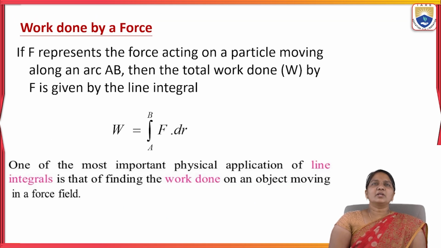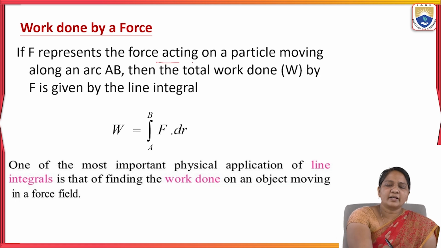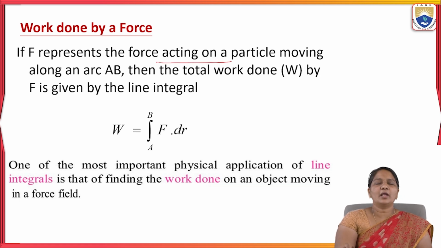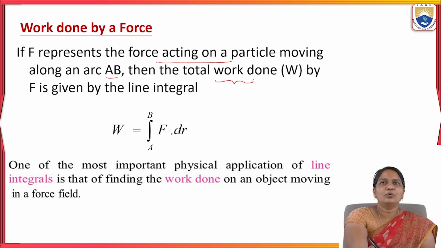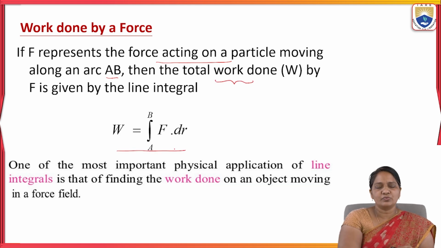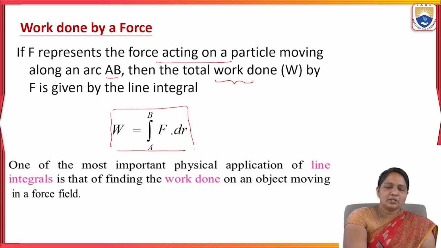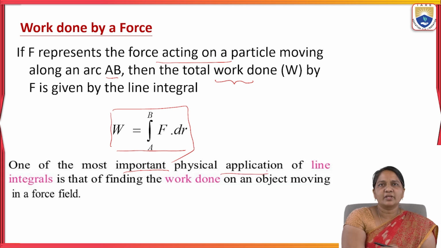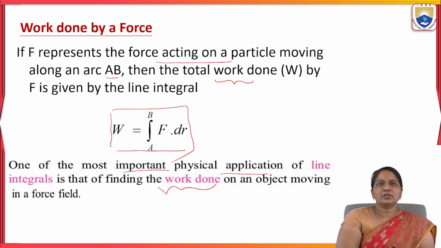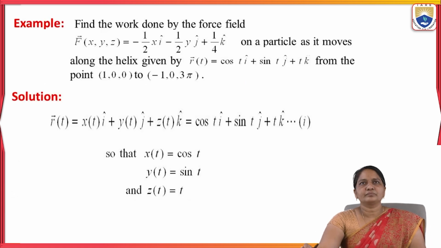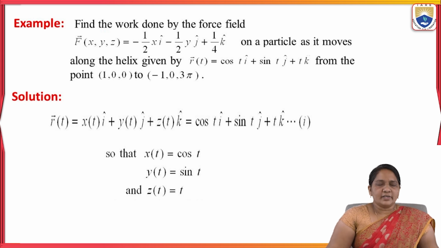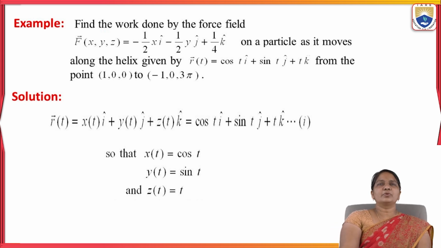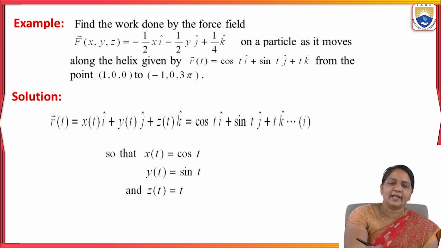Here, for the work done, F represents the force acting on the particle moving along the arc AB. Then the total work done can be calculated by the formula W equal to integral from a to b of f dot dr. One of the most important physical applications of the line integral is finding the work done on an object moving in a force field. Here we are discussing examples to understand how we can calculate the total work done by using the formulas for the line integral.